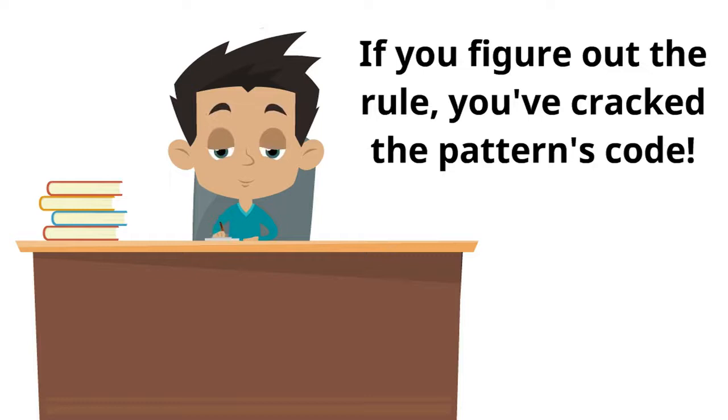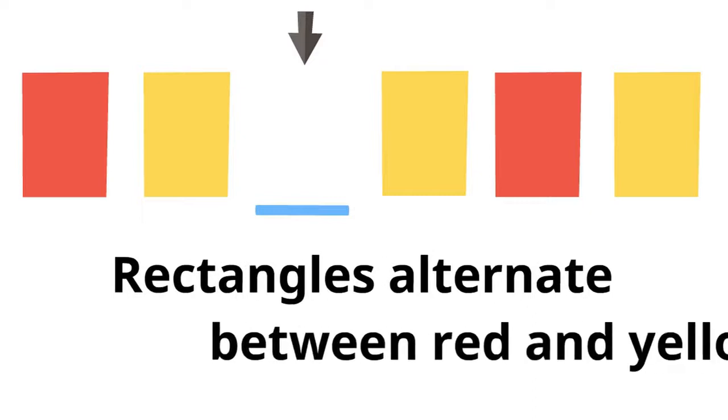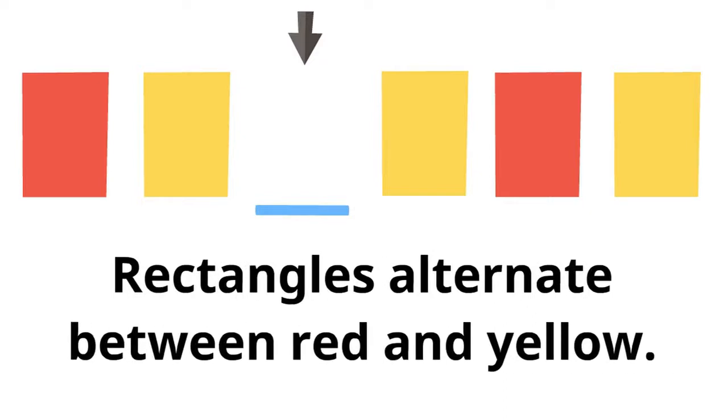Even if there is a part of the pattern missing, you will be able to find it because you cracked the code. Here's the pattern we just showed you. Imagine this spot missing. What belongs in this spot? Well, let's think of this pattern's rule. Rectangles alternate between red and yellow. So what color rectangle goes here? Yeah, a red rectangle. By figuring out the rule, we were able to fill this spot in the pattern.